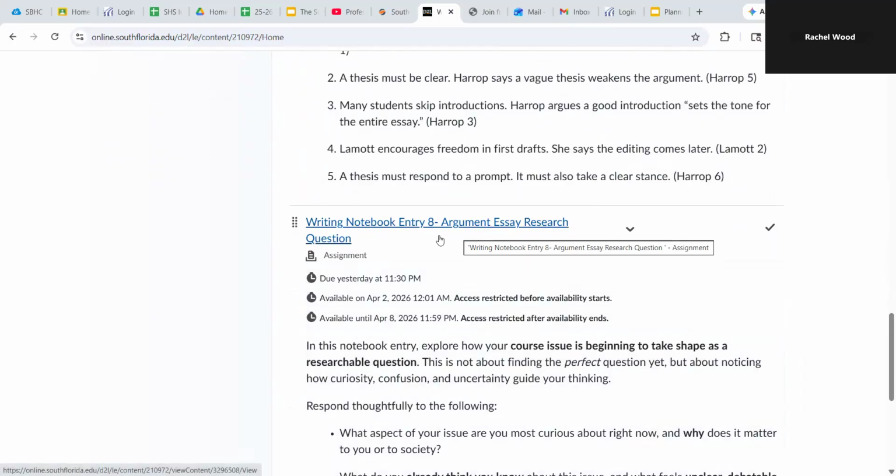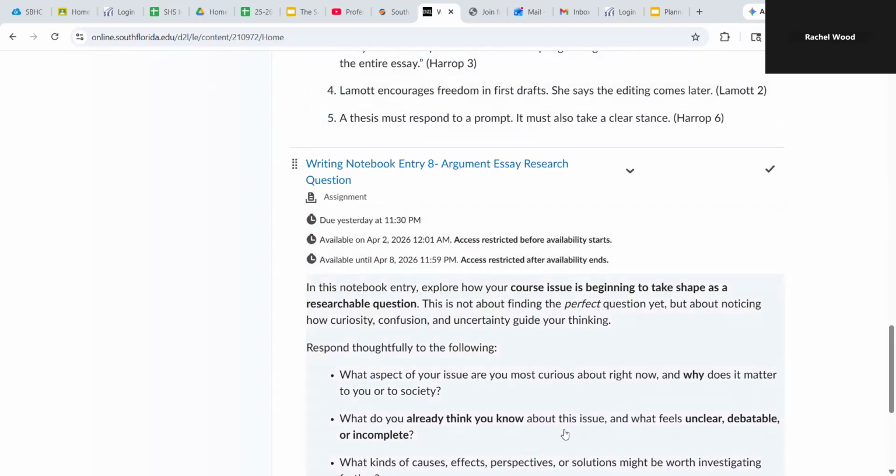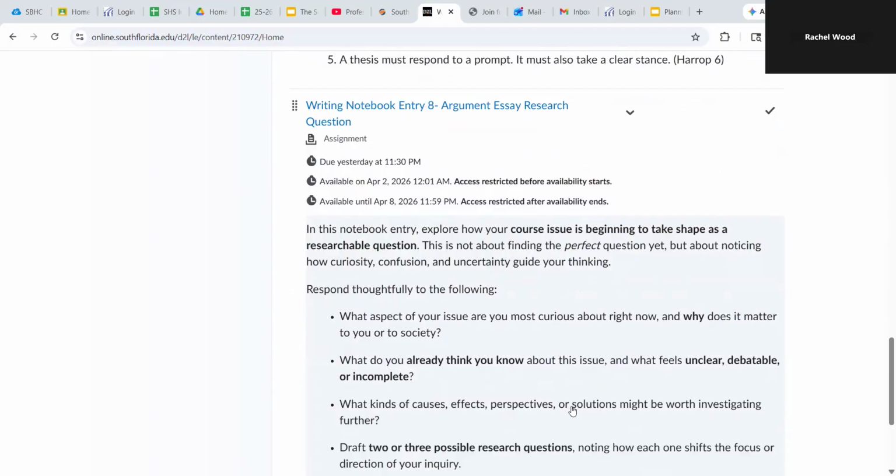Writing notebook entry 8. This is the one that I've gotten a couple of emails about. I just want to make sure that you understand it does not necessarily have to be in question format. It's basically what you're beginning to explore as a researchable question for your argument. It's not about finding a perfect question, but about noticing how curiosity and confusion and uncertainty can guide your thinking. So what aspect of your issue are you most curious about, and why does it matter to you or to society? What do you already think you know about this issue, and why does it feel unclear or debatable or incomplete? What kind of causes and effects and perspectives or solutions might be worth investigating further?